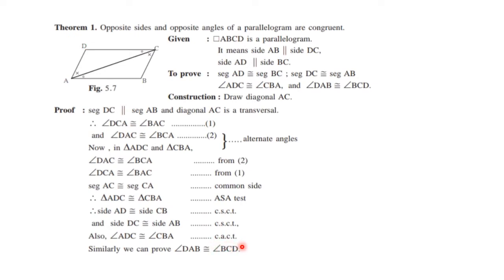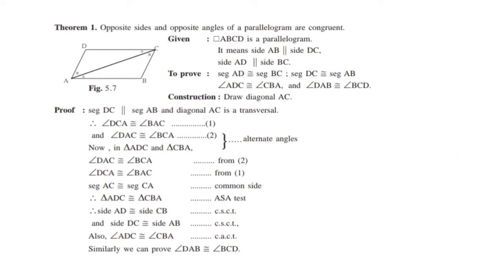So here we have proved. So what did we do? We first took into consideration that the two sides are parallel and there is a transversal, and we proved that the pair of angles are congruent by the alternate angle test. Then we took these two triangles, we considered again the pair of angles which we had taken as alternate angles, and we took the common side and proved that these two triangles are congruent by ASA test, and the remaining sides and angles are congruent by CSCT and CACT.